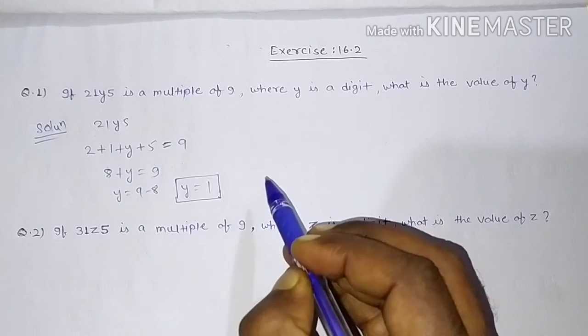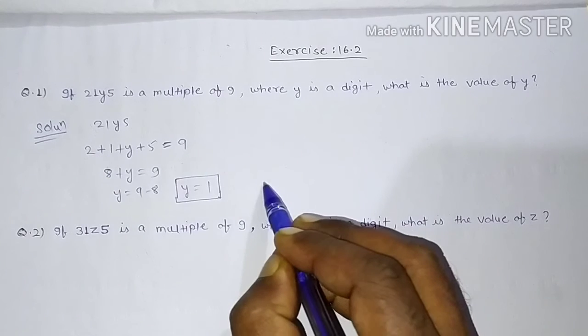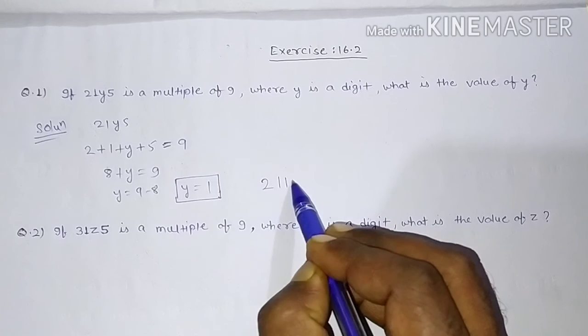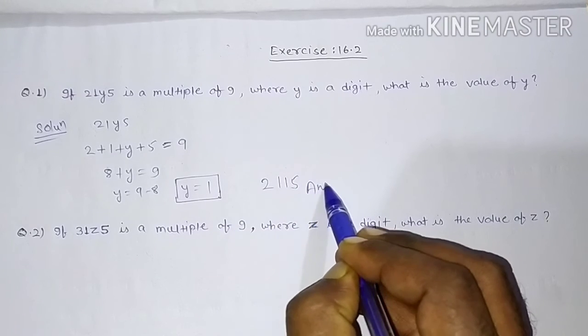So the number will be 2 1 y 5. So this will be 2 1 y, that means 2 1 1 5. This is the answer.